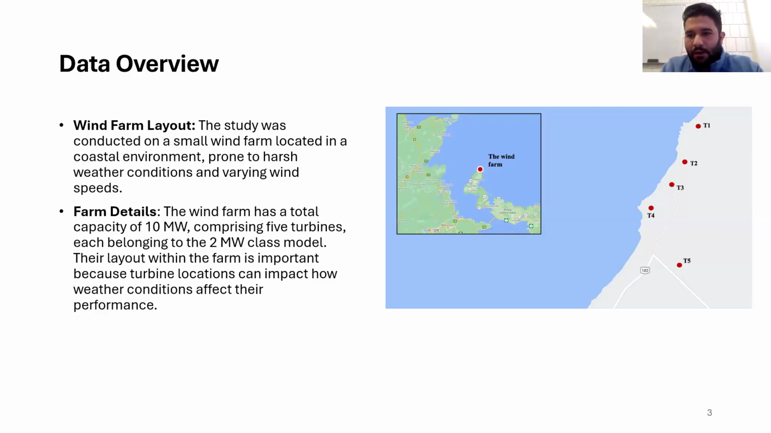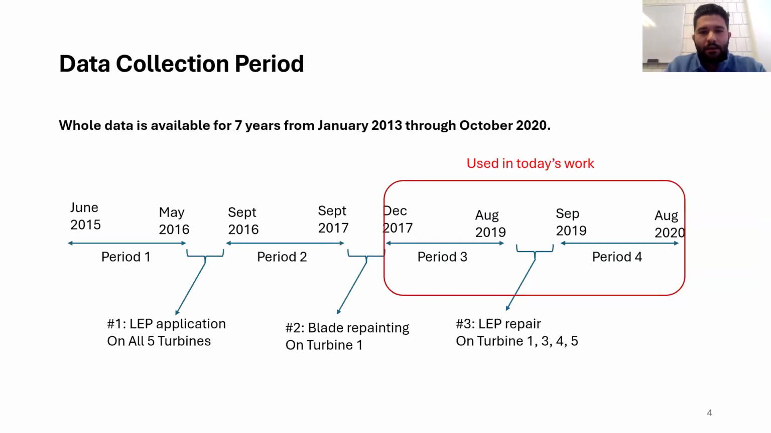In this farm, all 5 turbines are from the same make and model and from the 2 megawatt class, and the whole farm is producing about 10 megawatt. The data is for 7 years, from January 2013 until October 2020. The authors divided this data into 4 periods, all of them more or less 1 year. The first period starts 1 year before the first LEP application, which is done on 5 turbines. So the first period is from June 2015 to May 2016.